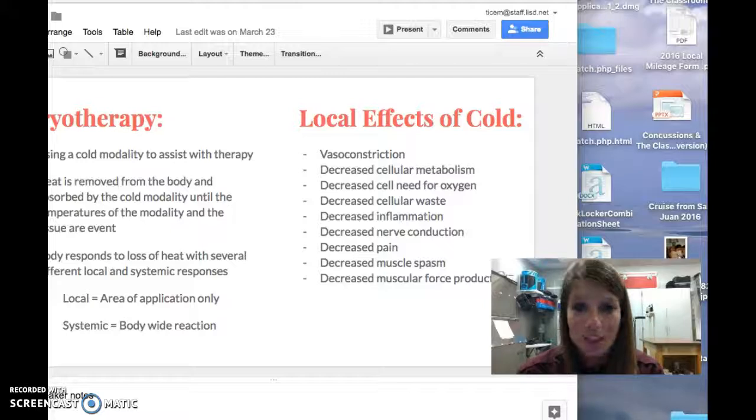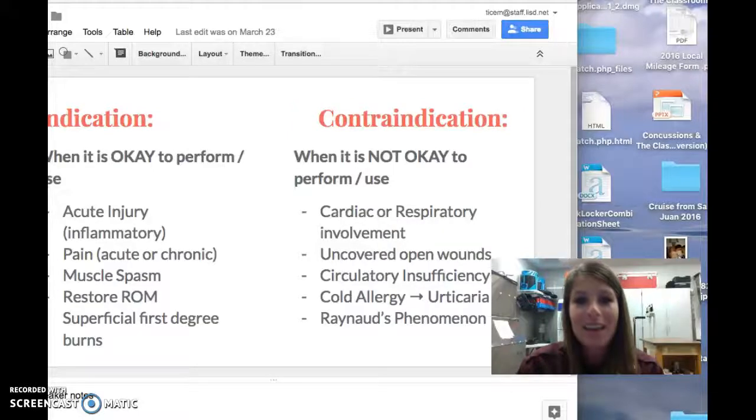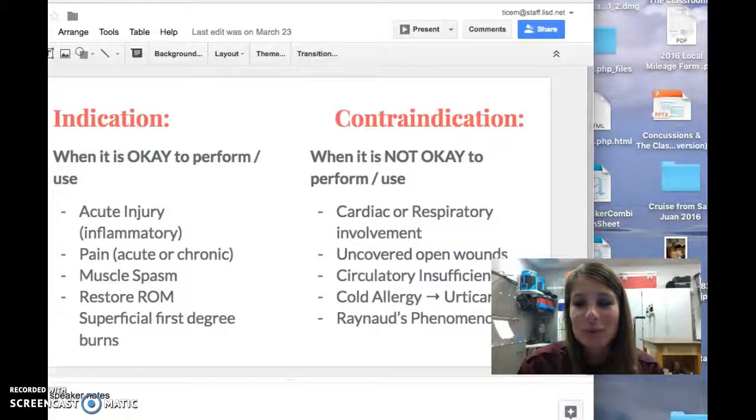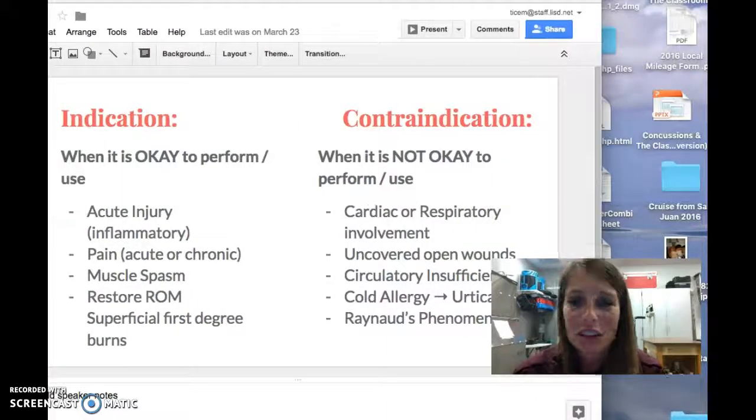Decrease in inflammation, that is the decrease in the extra blood flow to the area when we have that injury. And then there's a couple other ones that we see, like a decrease in nerve conduction, pain, muscle spasm, and muscle force production, okay? Something that they all have in common is decreasing, okay? Kind of important.